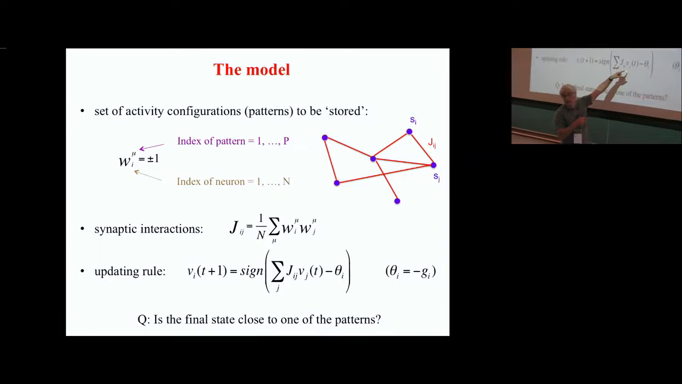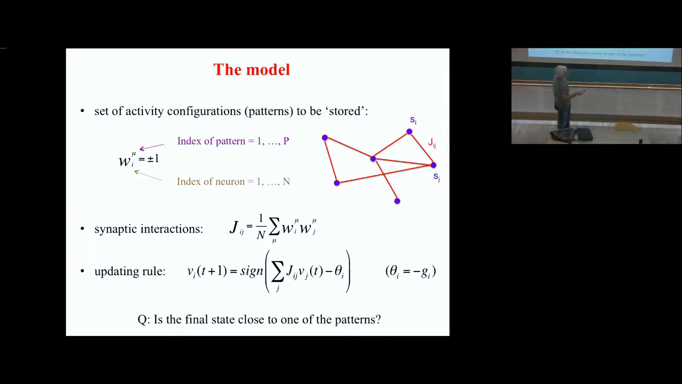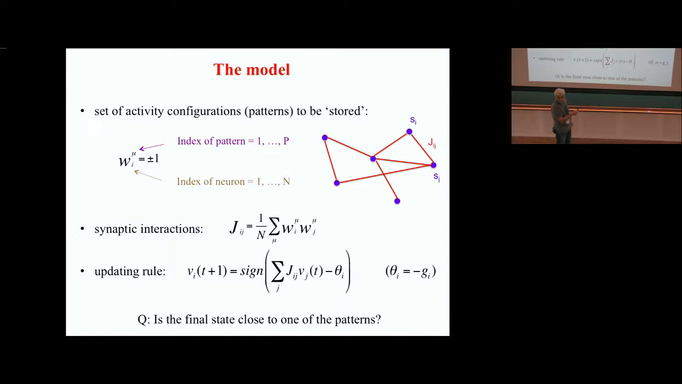And what you do is compute the local field acting on neuron i at time t plus 1, and compare it to some threshold, which plays exactly the same role as a minus magnetic field. Then, depending on the sign of this, you align this spin to plus 1 or to minus 1. So it's exactly zero temperature Glauber dynamics. I think you have heard about Glauber dynamics, yes?